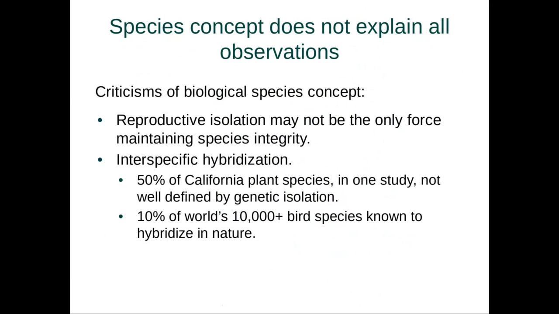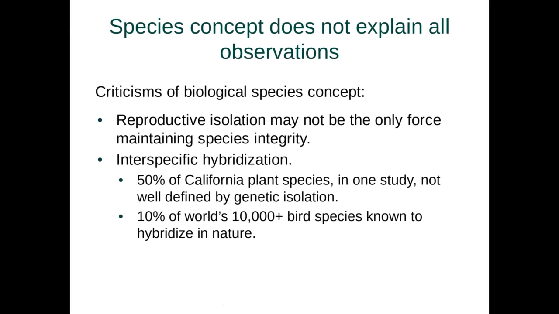However, this species concept does not explain all observations. Now, critics of this concept argue that reproductive isolation might not be the only force maintaining species integrity. And this is criticized by what we call interspecific hybridization. So, for instance, 50% of California plant species were not really well defined by genetic isolation.